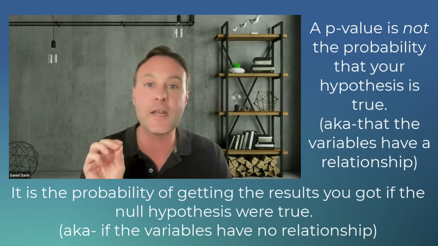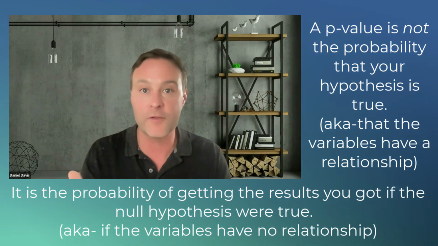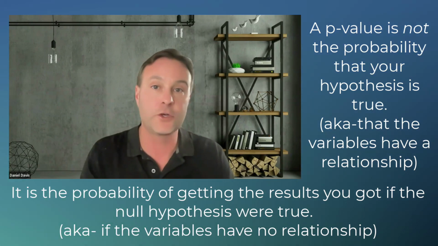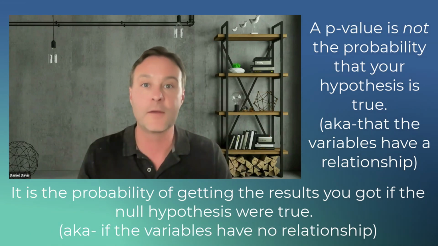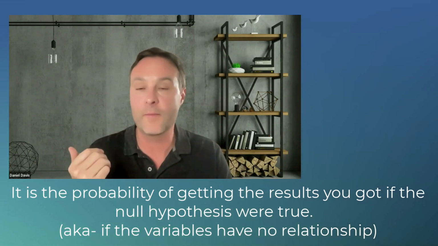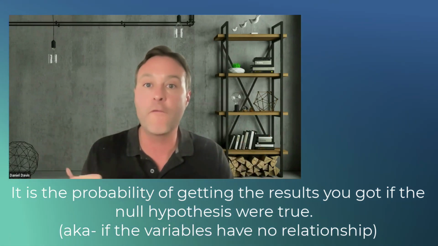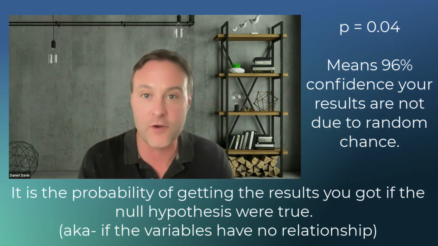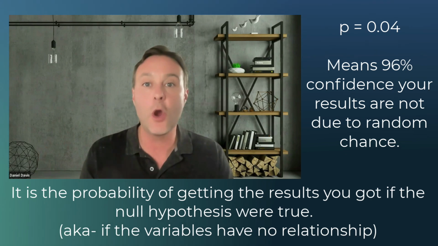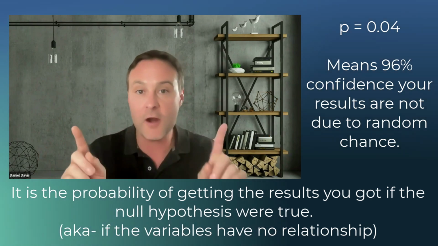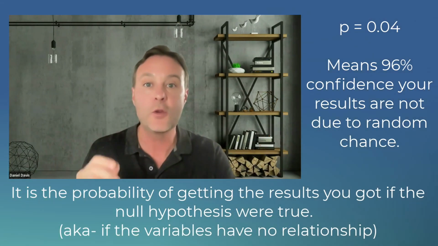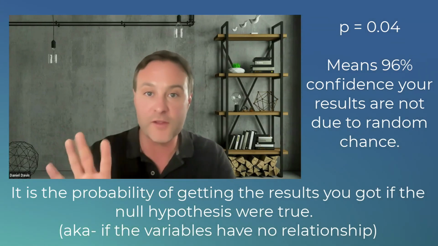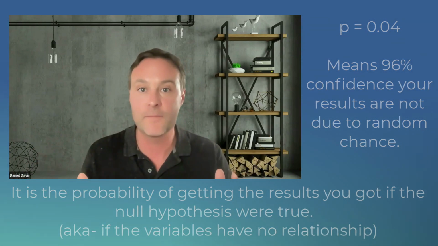It's the probability of getting your data that you found, the results you got, or more extreme results, if the null hypothesis were true, if there were no relationship between the variables. So for example, a p-value of 0.04 does not mean there's a 96% chance your hypothesis is correct. It means that if there were no real effect between the variables, if the null hypothesis were true, you'd only see the results that you got that were that extreme 4% of the time by random chance.